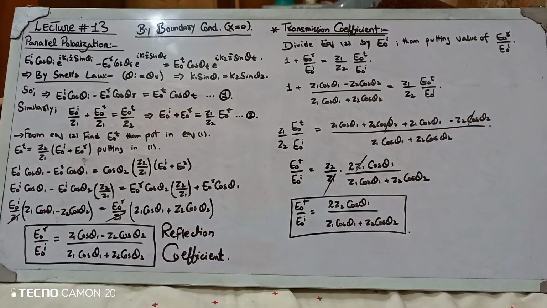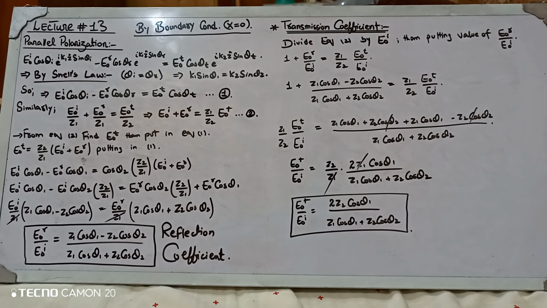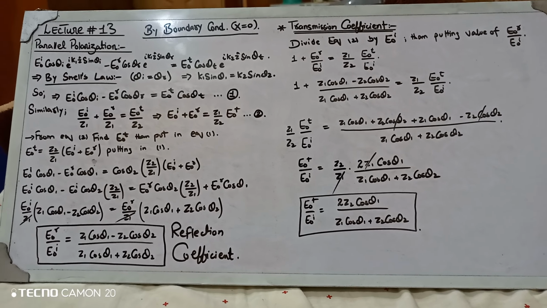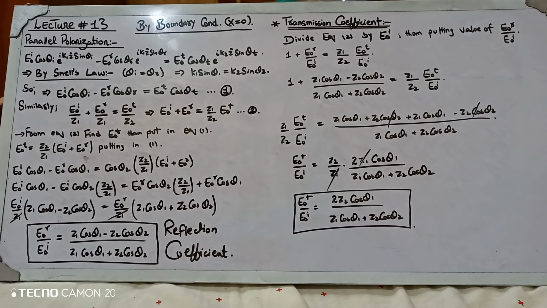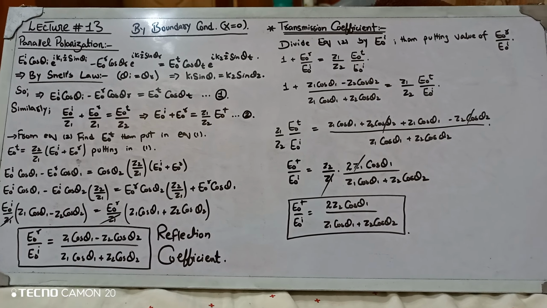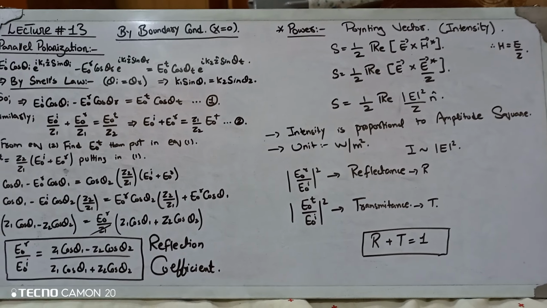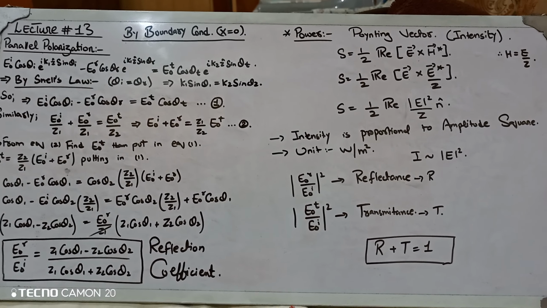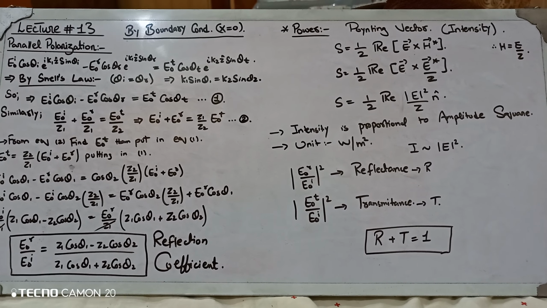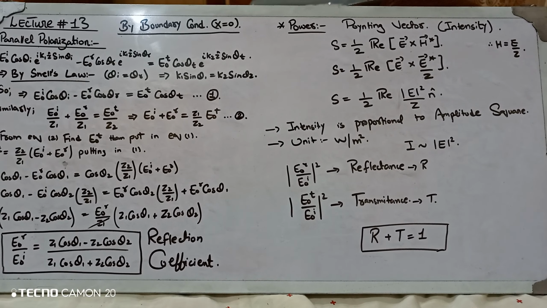Okay, so that's all for the parallel polarization of electric and magnetic field, in which we successfully found the reflection as well as the transmission coefficient. There is also a small topic called power, also known as the Poynting vector. We can define it as the intensity, the intensity of the electric field.